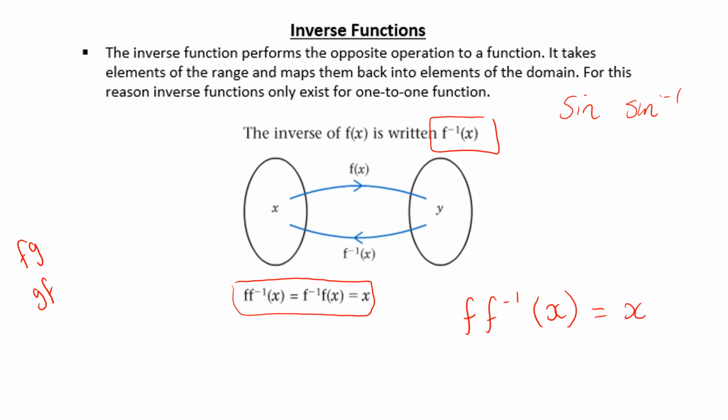Okay, so a function and its inverse, they just cancel each other out because they're opposites. It's like having a starting position. You take one step forward, then you do the opposite, so you take one step back and you're back exactly where you started.